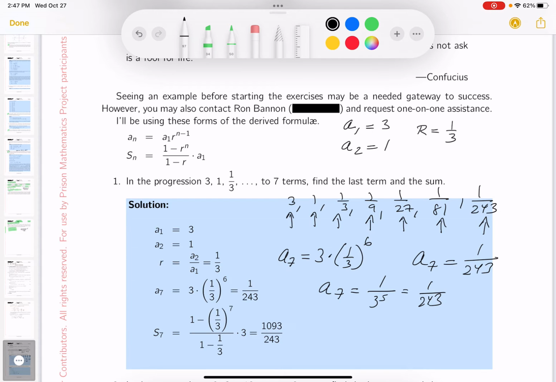What do they want to do? They want to get the sum. All right? I think it's pretty easy to do that. What sum do they want? The sum of these terms over here.